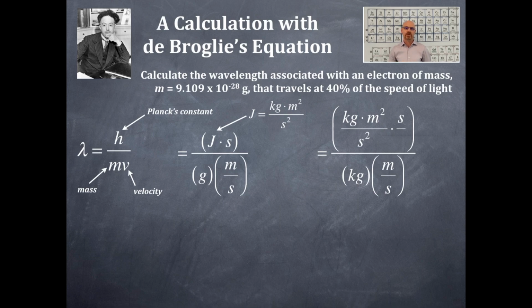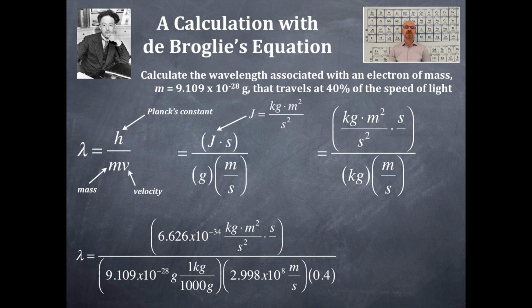All right, so let's keep moving on this problem and see what we do once we plug in some numbers. Now remember, it's 40% the speed of light. Here I've plugged in the numbers. I've got Planck's constant with the joules substituted in with kilograms meters squared per seconds squared, and then the other seconds is still hanging there at the end. Then in the denominator, I've taken the mass of that electron, converted it into kilograms, and I have the speed of light, that's 2.998 times 10 to the 8 meters per second, and then it's 0.4 times that, which is 40% of that specific velocity.